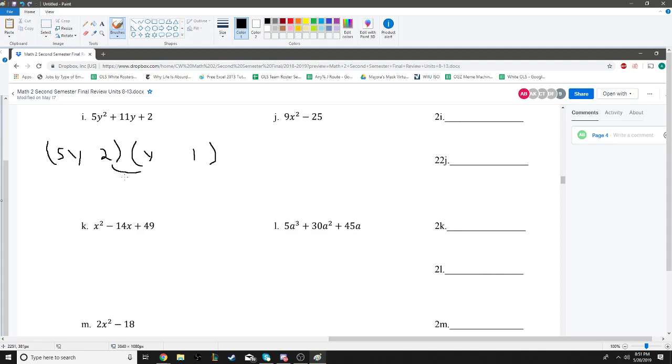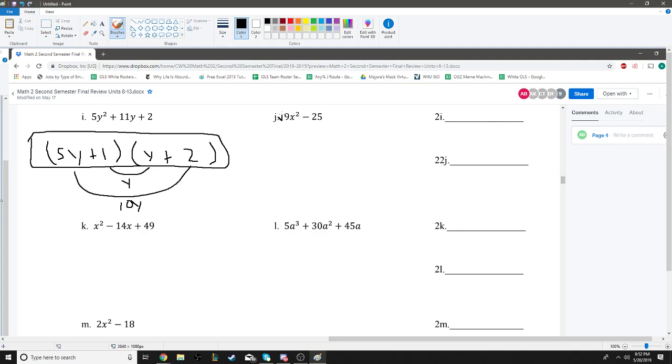So if we check 2 times y is 2y, and 5y times 1 is 5y, but notice that 5y and 2y do not add to be 11y. They add to 7y, so something's wrong. That means we should switch the 1 and the 2 around. 1 times y is y. 5y times 2 is 10y. And y plus 10y makes 11y. So, therefore, our answer is going to be 5y plus 1, y plus 2.